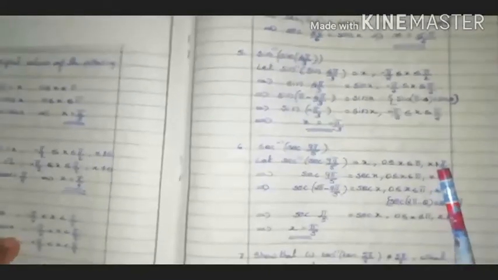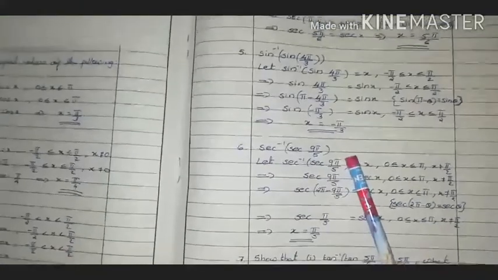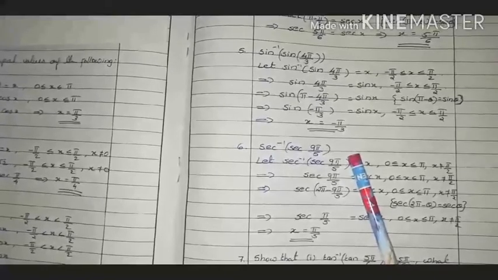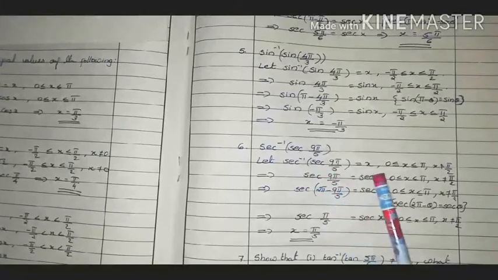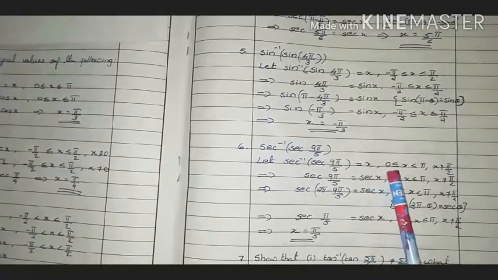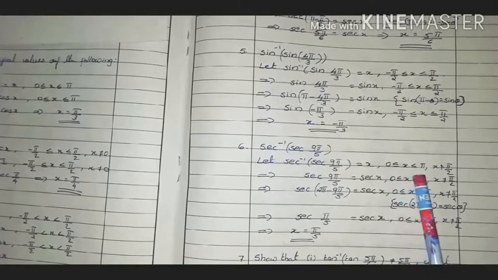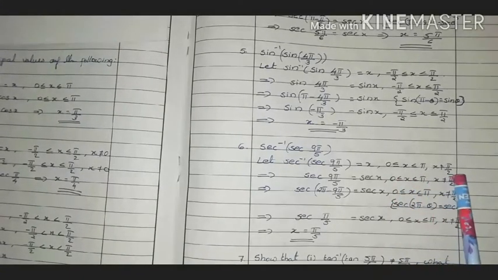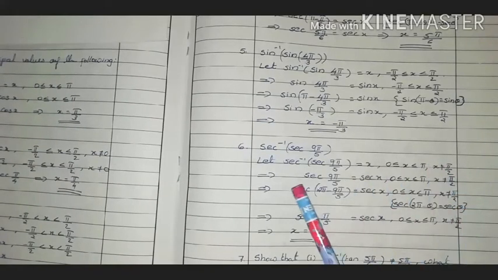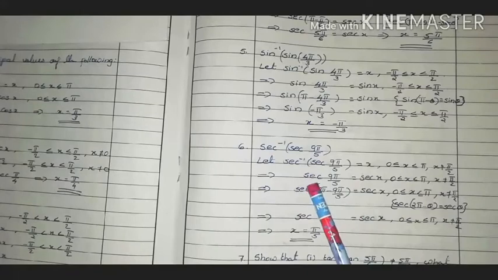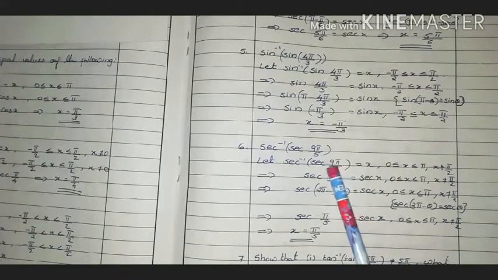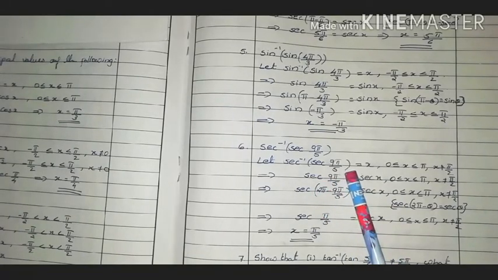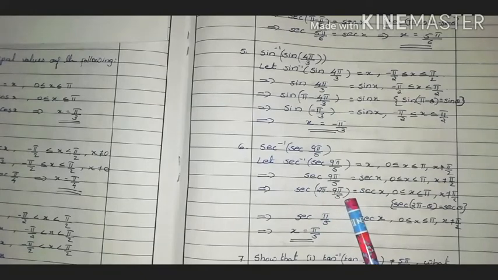Next question, sec inverse sec 9 pi by 5. Let sec inverse sec 9 pi by 5 be equal to x. Here the principal value is 0 less than or equal to x less than or equal to pi, x not equal to pi by 2. Transposing, you can write sec 9 pi by 5 is equal to sec x. And here instead of 9 pi by 5, we can write sec(2 pi minus 9 pi by 5).